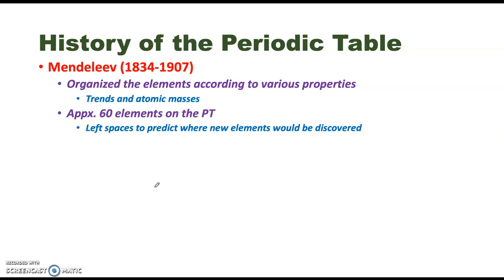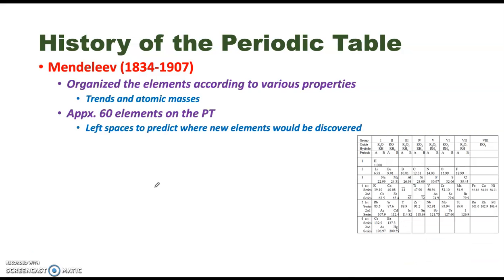He organized them by how they reacted and their weights and things like that. So he said, okay, this element, I think it was gallium or germanium, he left blank, and he said it'll have this property, this property, and this property. And when it was discovered, it turned out that his predictions were very, very accurate. So that's why he's given the credit as being the first one to really come up with a good organized periodic table.